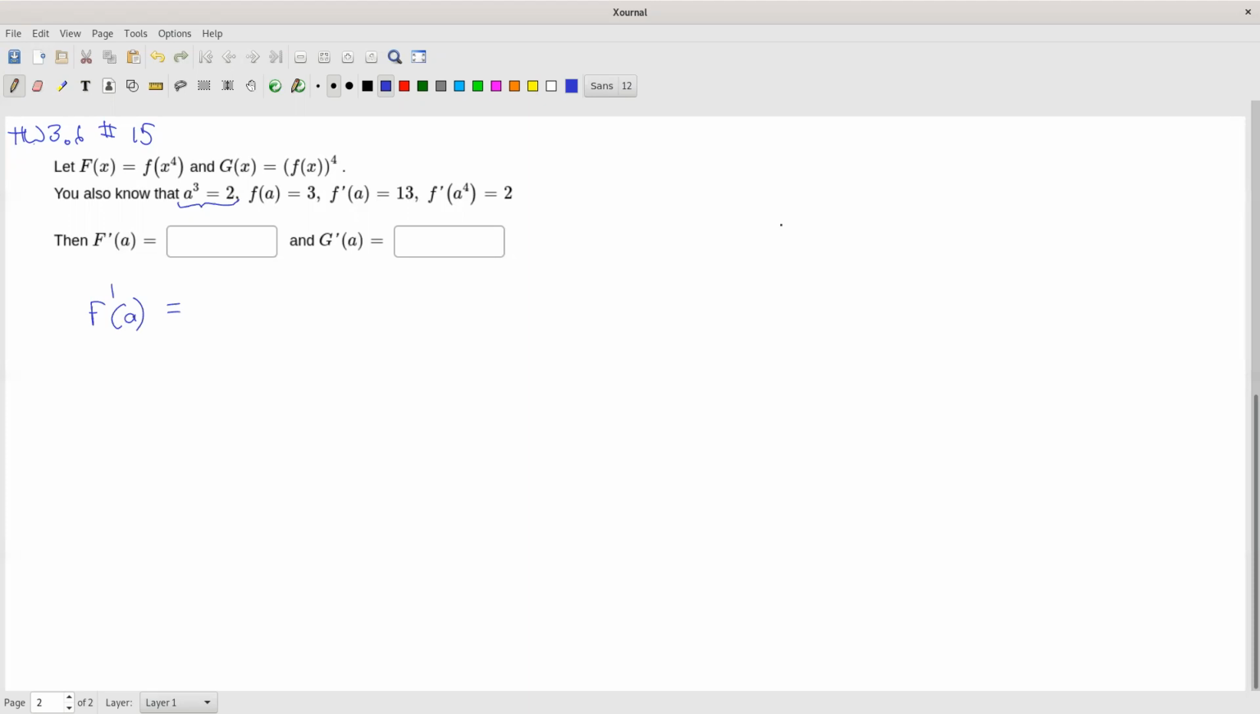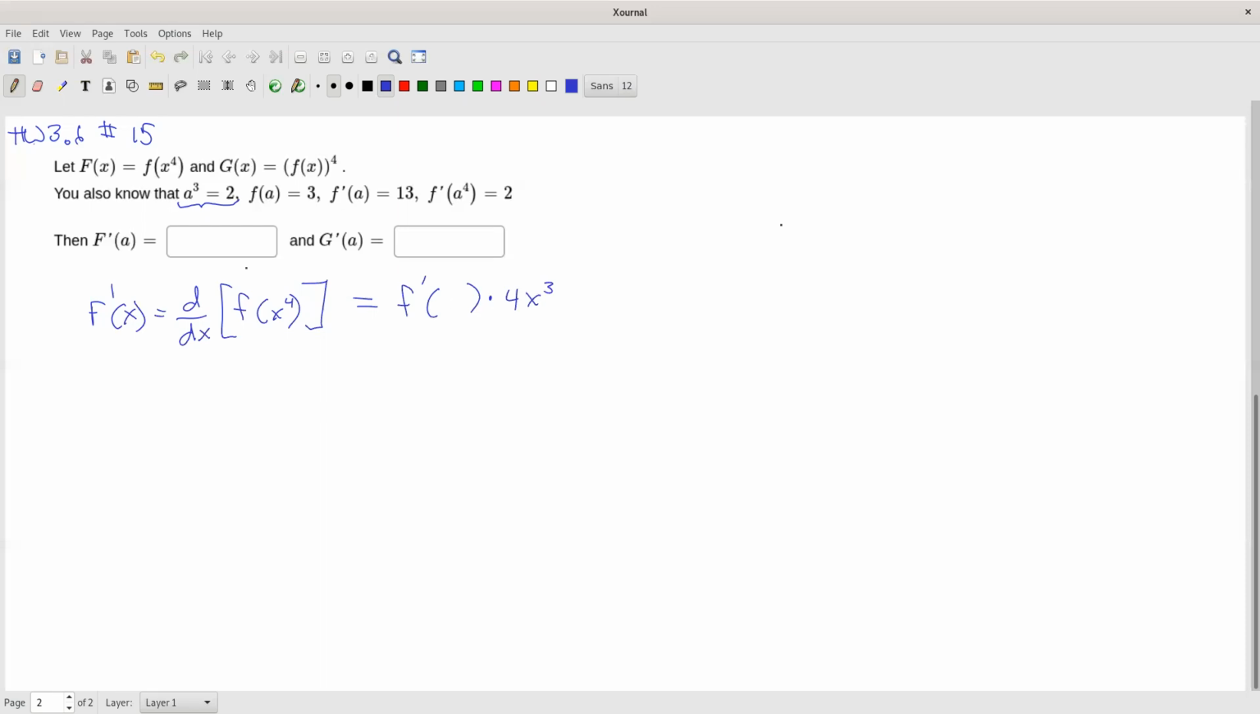So actually, let's consider F prime of x first. Notation's a little simpler for that. So that means we want to take the derivative with respect to x of this composition, little f of x to the fourth. So the chain rule says, if you have a function composed with another, identify the outer function and the inner function. So the outer function is little f. So I want to know what is f prime of whatever, and then multiply that by the derivative of the inner function. The derivative of x to the fourth is 4x cubed.